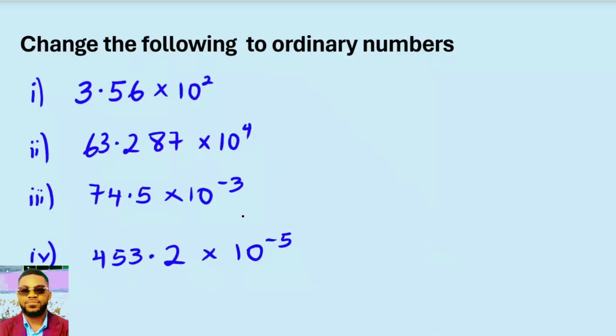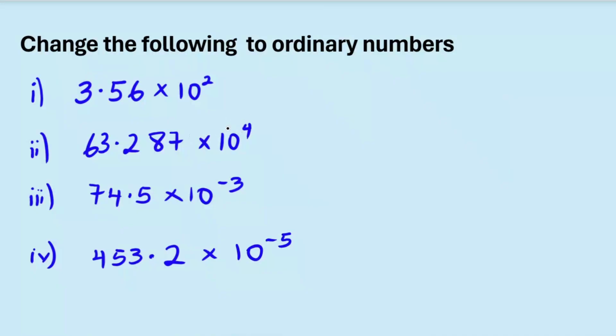Now let's see something here. We're going to change the following to ordinary numbers. They are written with the exponent, but not all of them are in standard form. For example, this one is not in standard form, and I hope you have seen the reason. I mean, 63.287 is way bigger than 1 to 9. The same thing applies to this, and out of that, there's only the first one which is in standard form. So we want to write these numbers in ordinary form.